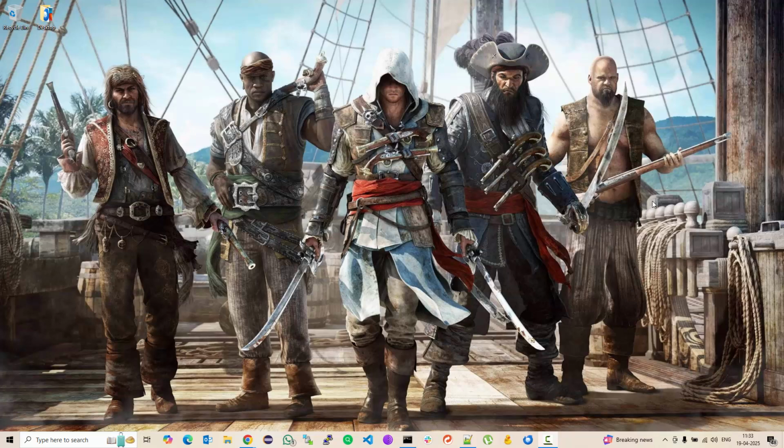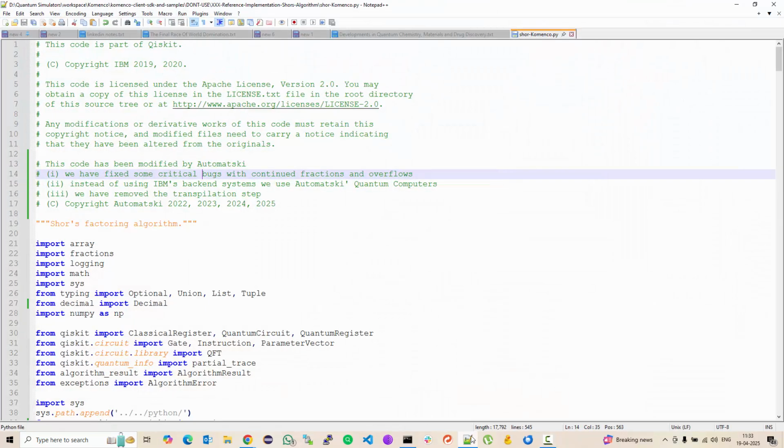So, what we have today is a small demonstration where I'll be cracking a couple of numbers. Before that, let me show you the source code. This is the source code of the Shor's algorithm implementation, which we have taken from Qiskit, and it is under Apache license version 2. And as per the requirements, we state here that this code has been modified by Automatsky.